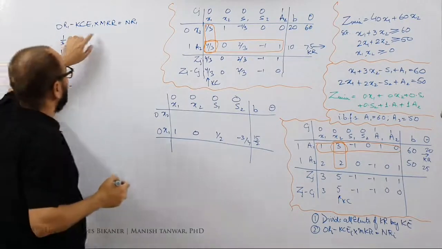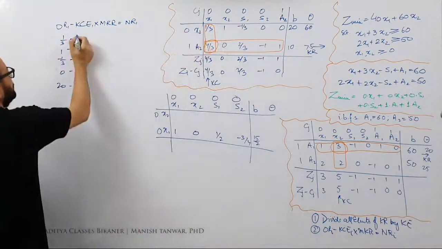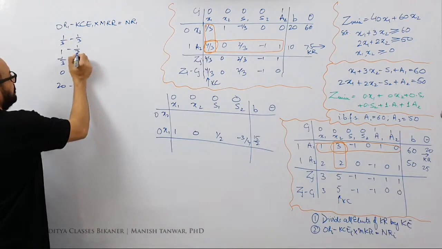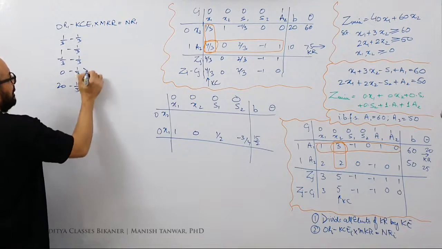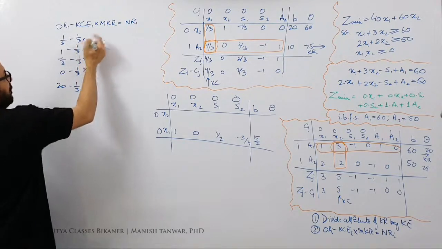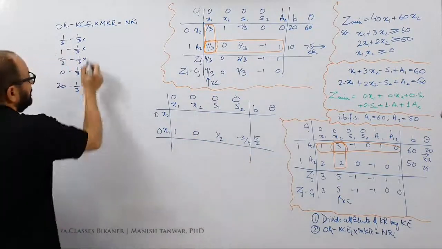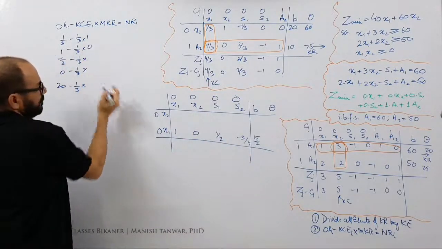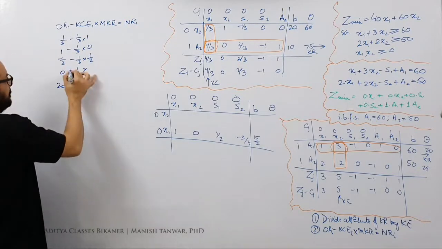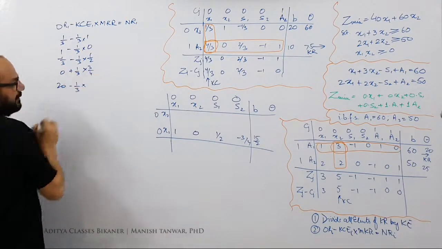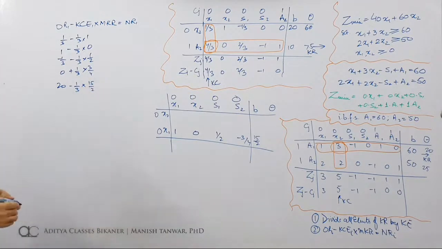Key column element 1, which is 1 by 3, multiplied by modified key row. Here we have our modified key row. What is it? 1, 0, half, minus 3 by 4. So minus will adjust over here, and you will have with the 3 by 4 and 15 by 2.